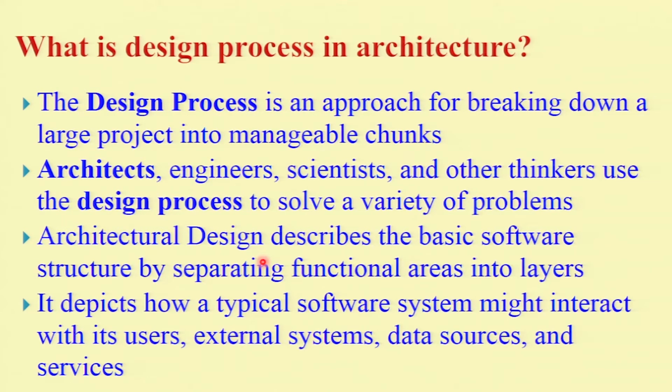Now, what is the design process in terms of architecture? How has it been done? The design process is an approach for breaking down a large project into manageable chunks. Architects, engineers, scientists, and other thinkers use the design process to solve a variety of problems. Architectural design describes the basic software structure by separating functional areas into layers. It depicts how a typical software system might interact with the users, external systems, data sources, and services.